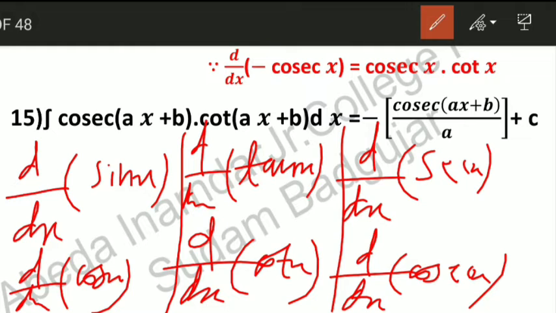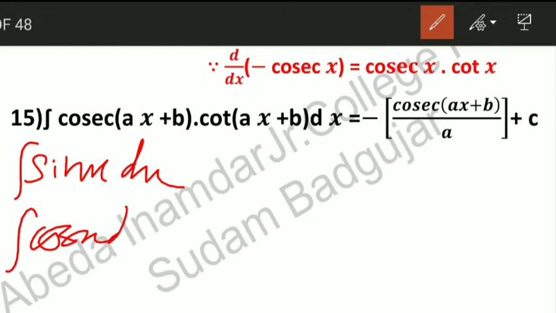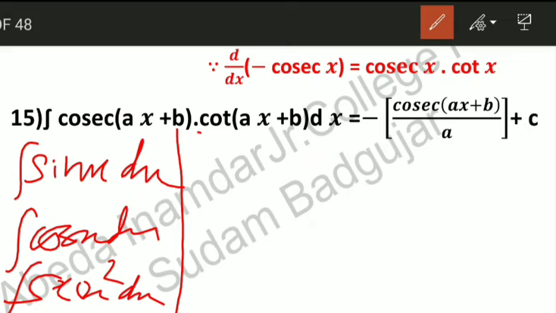Derivative of tan x is sec square x. So we have the standard formulas of integration. See here, integration of sin x according to definition of integration of cos x, integration of sec square x, because the derivative of tan x is sec square x, then integration of cosec square x, because the derivative of cot x is minus cosec square x.